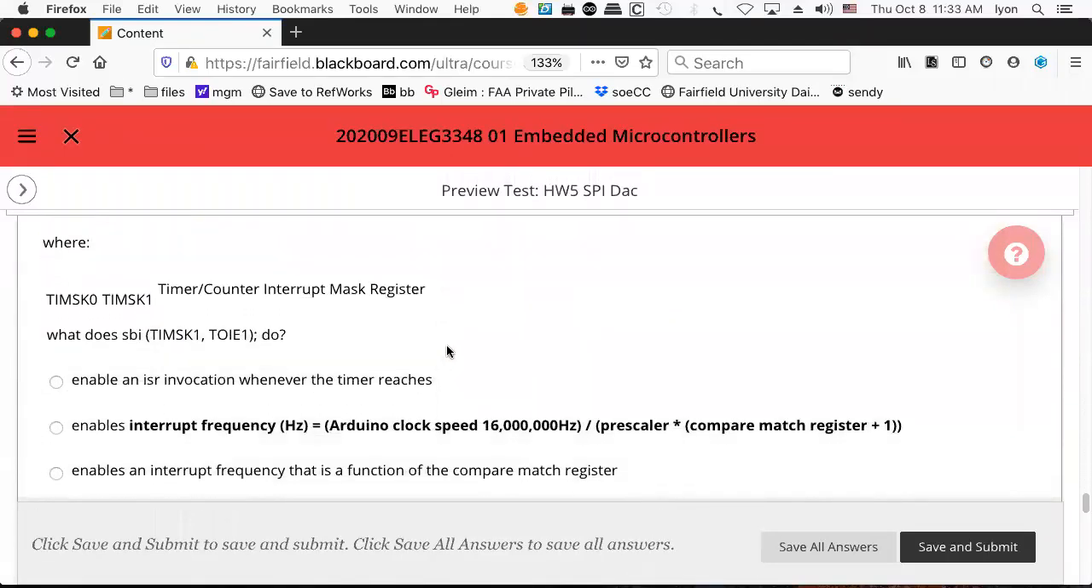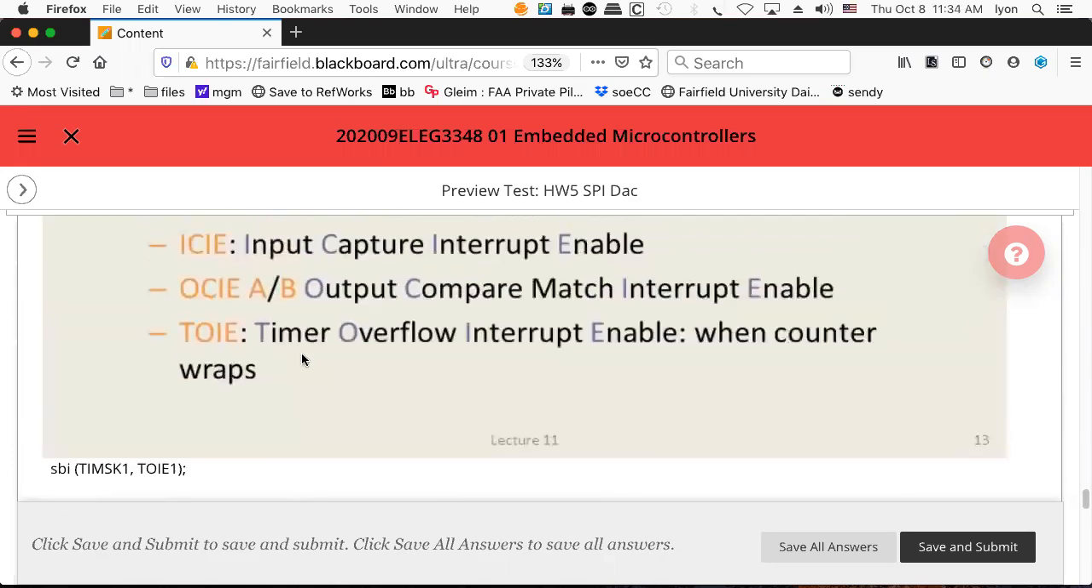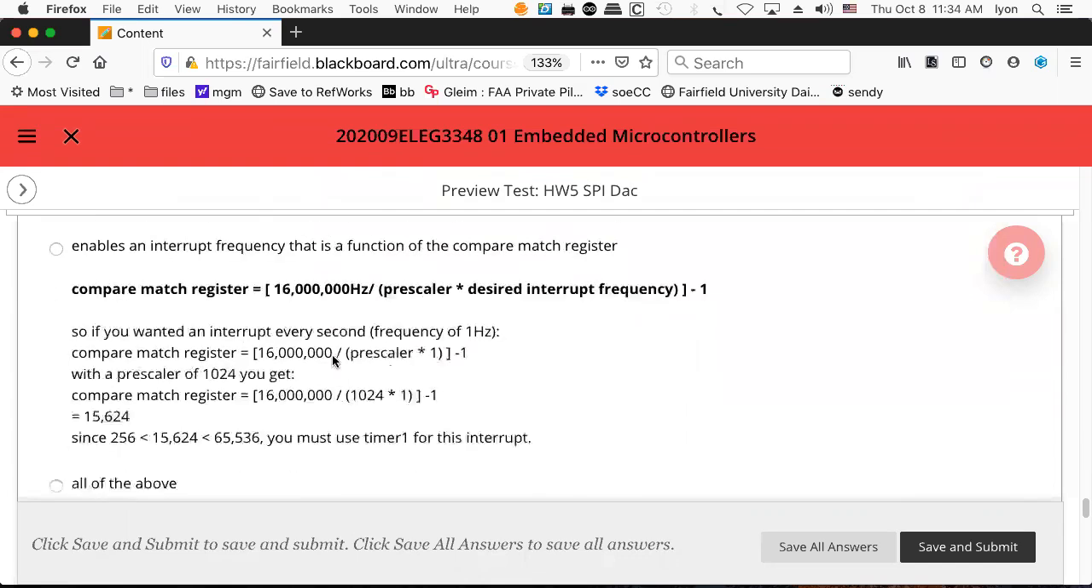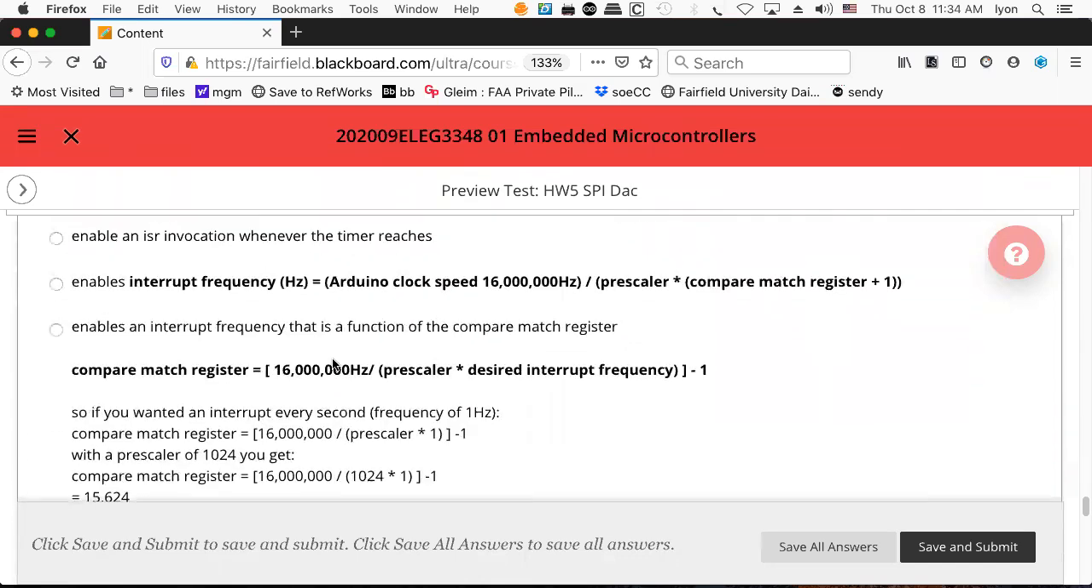So now it says here, what are my choices? Here's something about prescalers. Here's interrupt frequency matches. Enable an interrupt set request invocation whenever the timer reaches. This doesn't sound correct to me. It's not decent English, is it? It should say reaches its limit. Whenever it overflows, it should say reaches its limit.